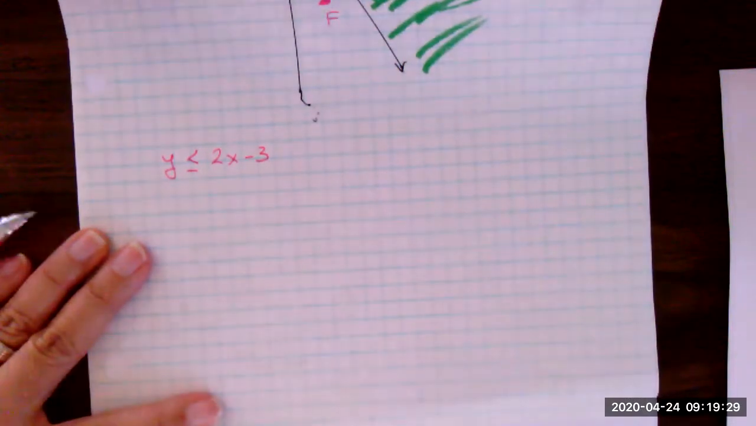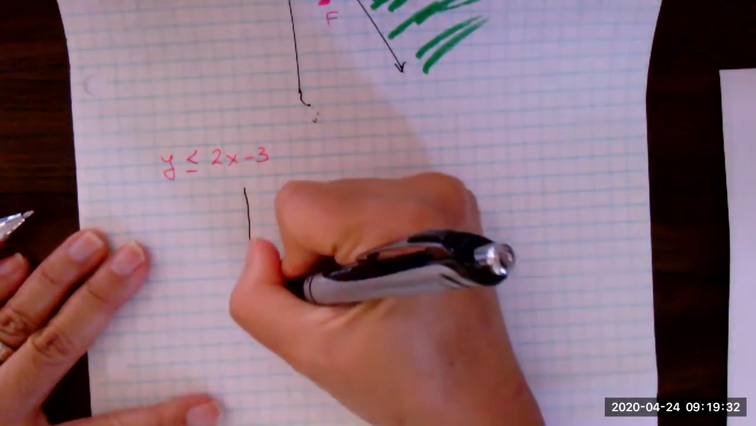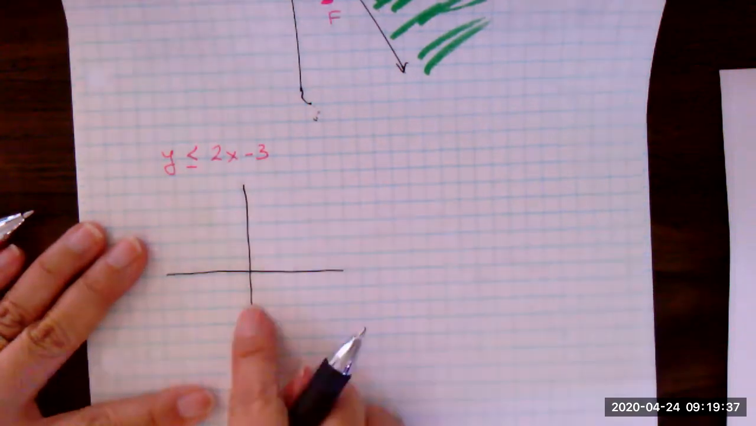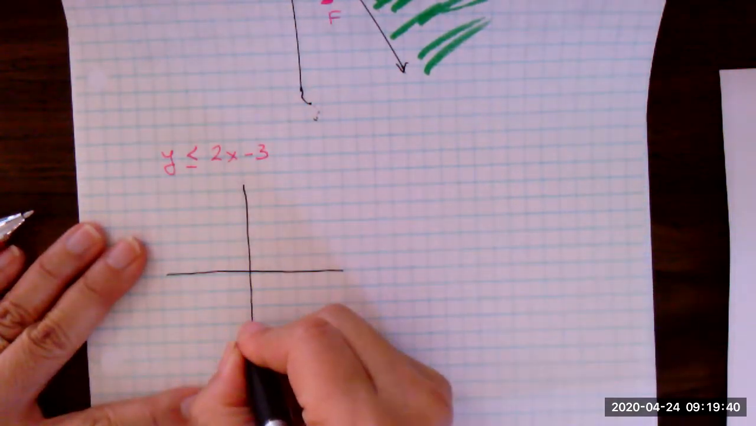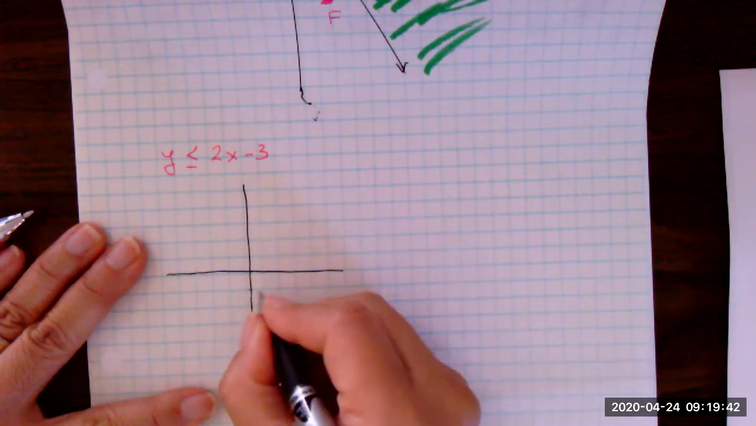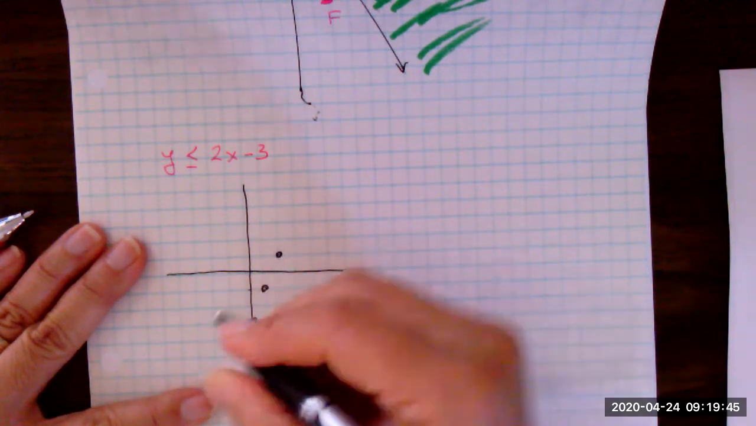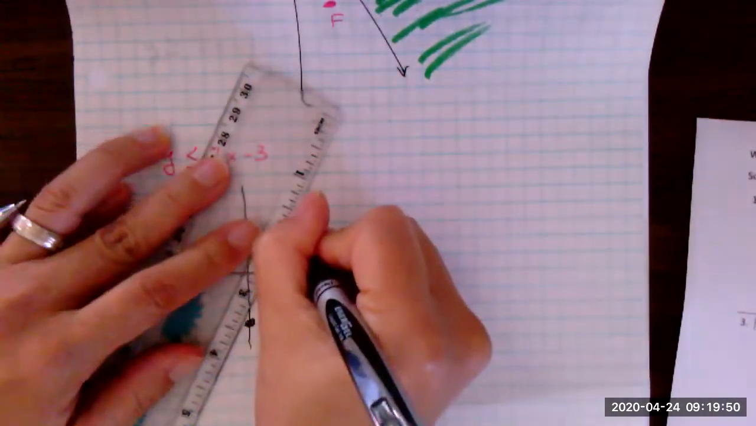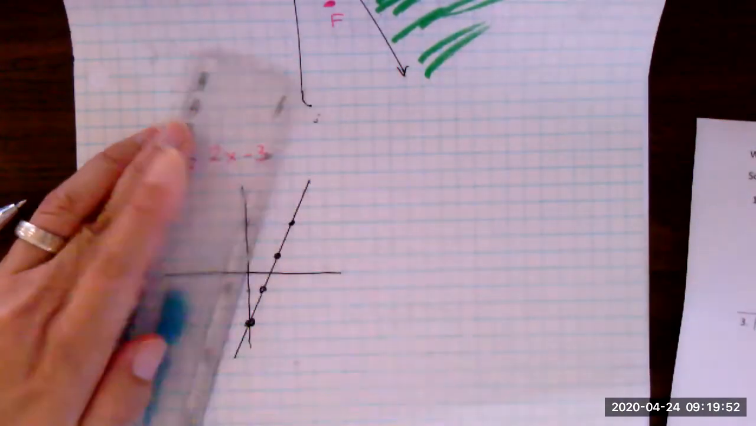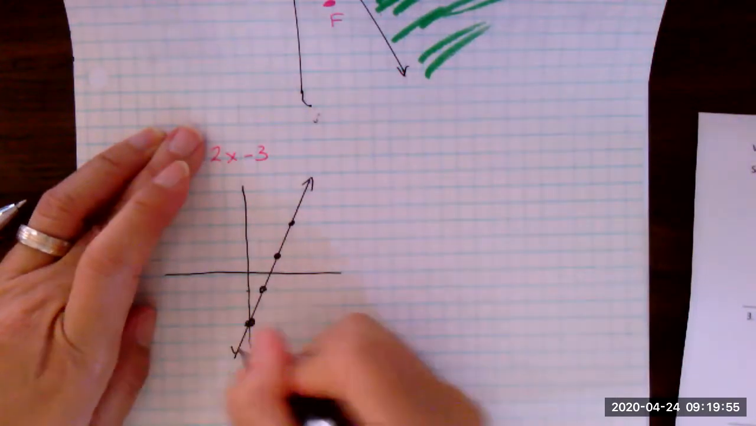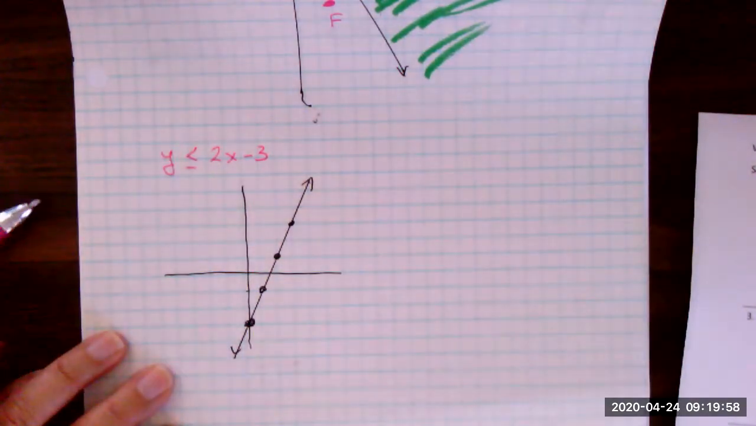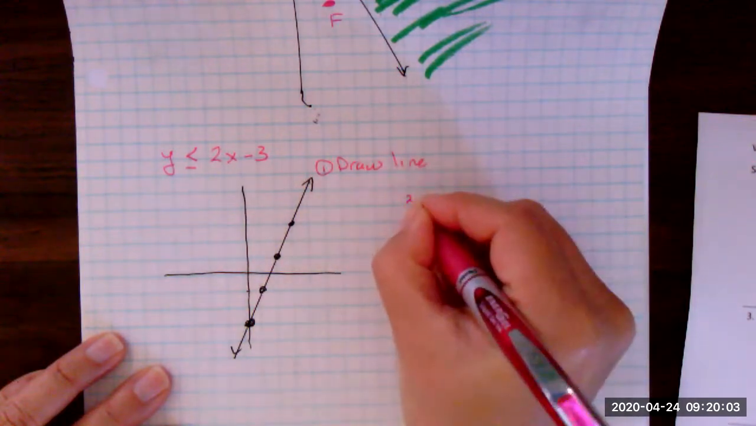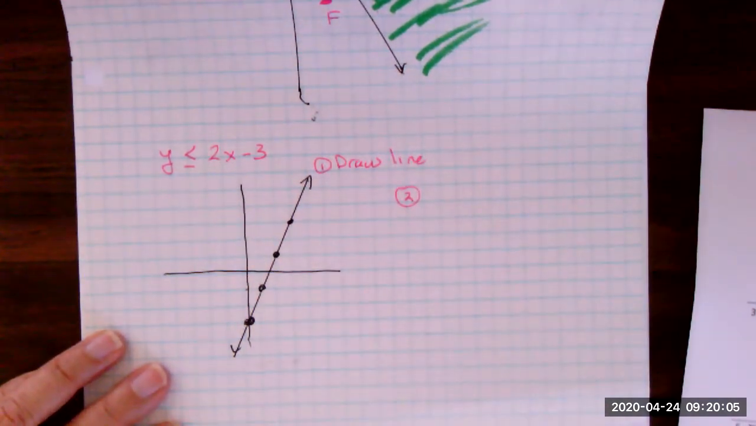All right, so the very first thing that we're going to do is go ahead and plot them. Well, let's go ahead and graph this. So we're going to plot the y-intercept, -3, up 2 over 1, up 2 over 1. We'll go one more up just so that I get a better line. Now I've got to test a point. So the first thing I do is draw the line. The second thing I'm going to do is test a point.